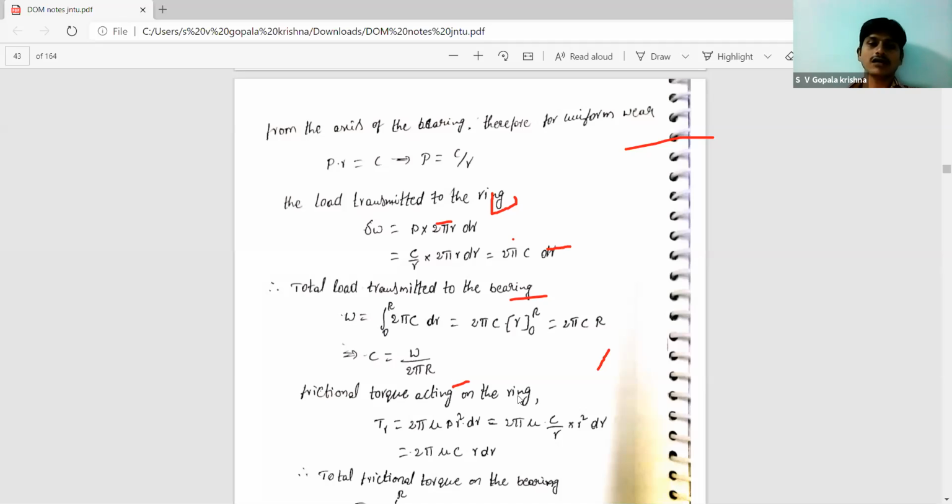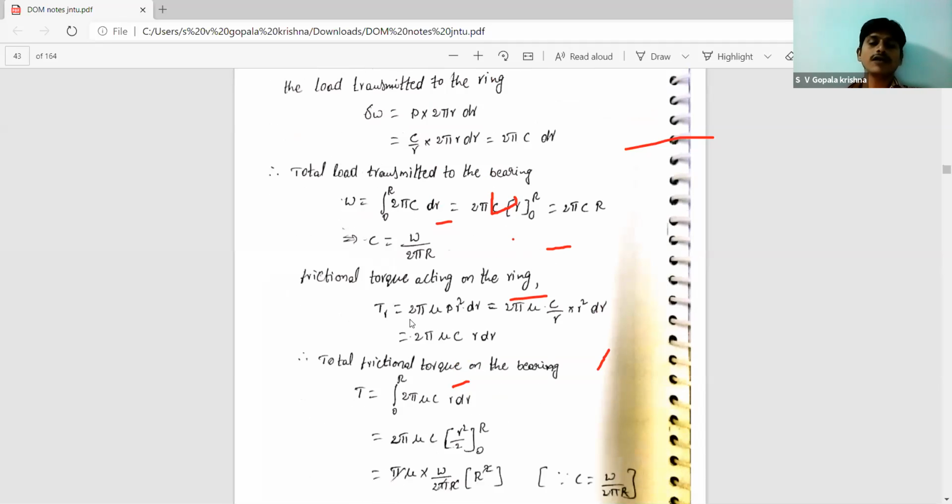And now the frictional torque acting on the ring. For the torque value, all of you observe that the frictional torque acting on the ring is force into frictional resistance into distance, which is 2 pi mu p r square dr, as in the earlier derivation. The same term is substituted here, but the P value is replaced with C by R. Then R cancels here, and the remaining term is 2 pi mu C r dr. So that is the frictional torque acting on the ring.